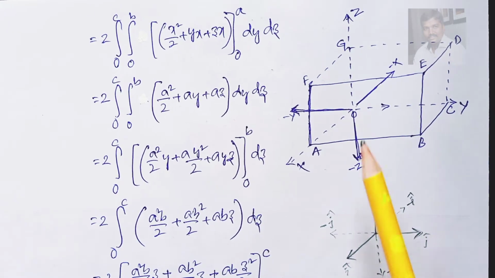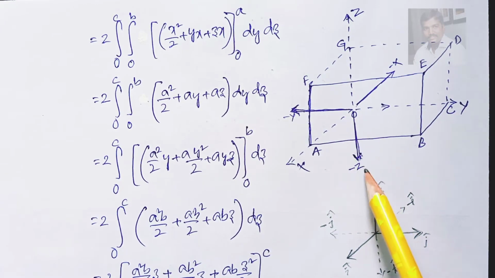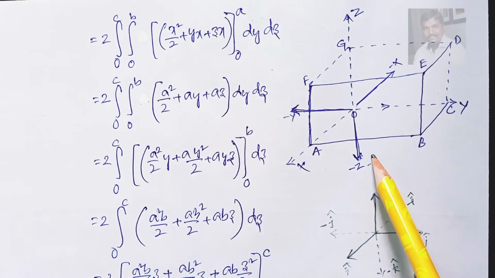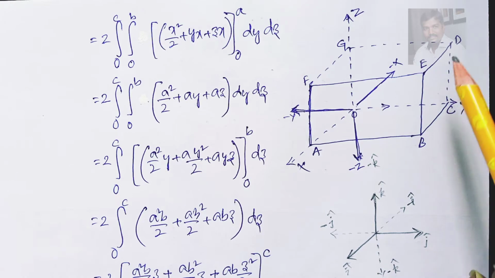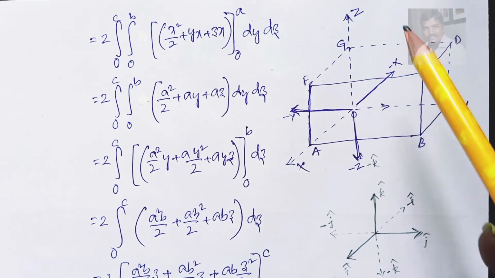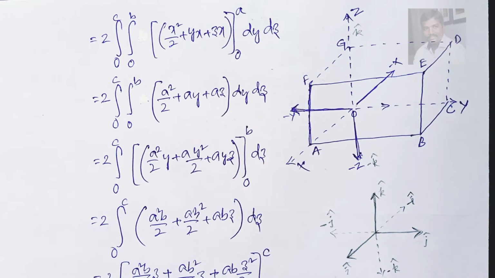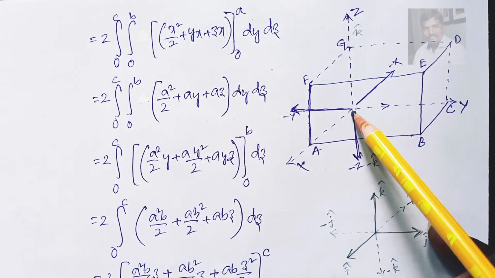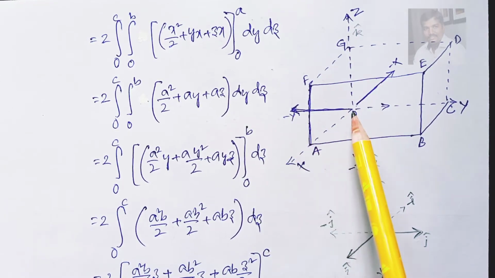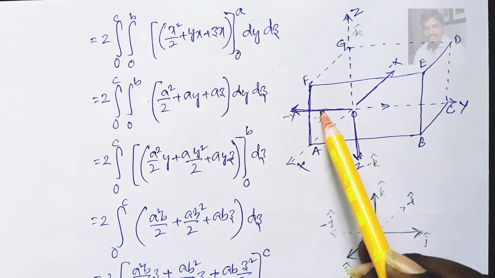S1 is OABC. What is the outward normal for this? Minus Z, that is minus K cap. Okay, for DEFG, what is the outward normal? This one, plus Z, that is plus K cap. And next, this is another plane, OAFG. What is the outward normal for this OAFG? Minus Y, that is minus J cap.